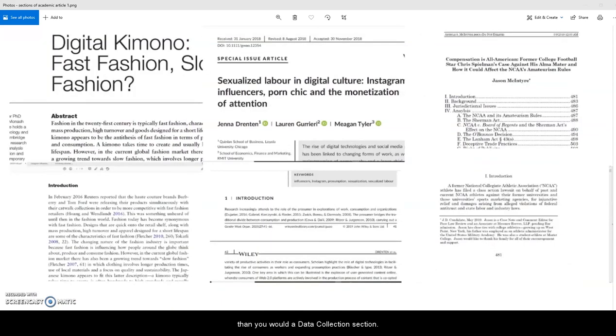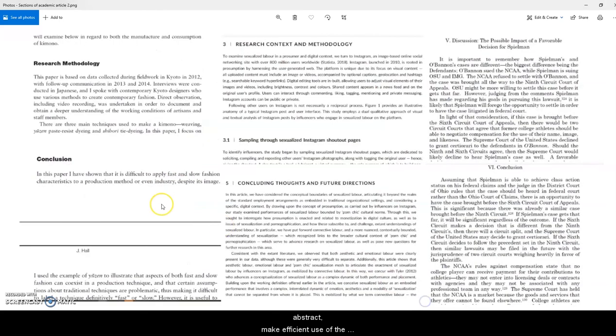Again, if you're unclear on what was important in the article, in conjunction with the abstract, make efficient use of the discussion and conclusion sections of the article.